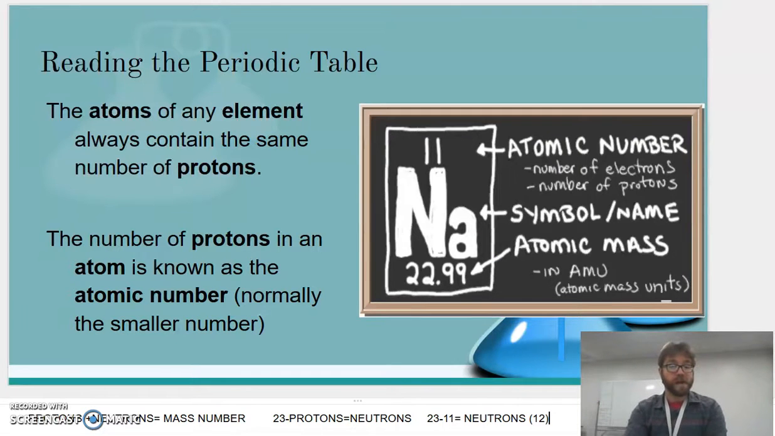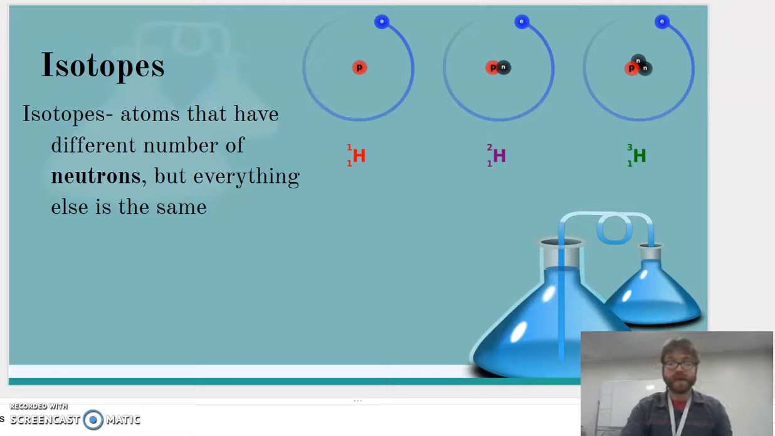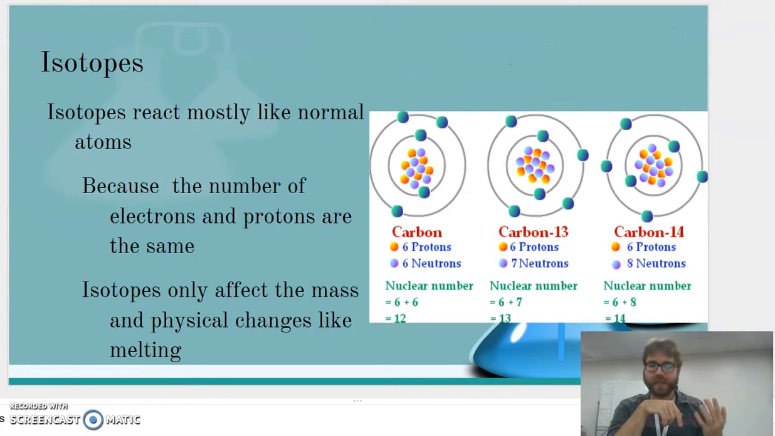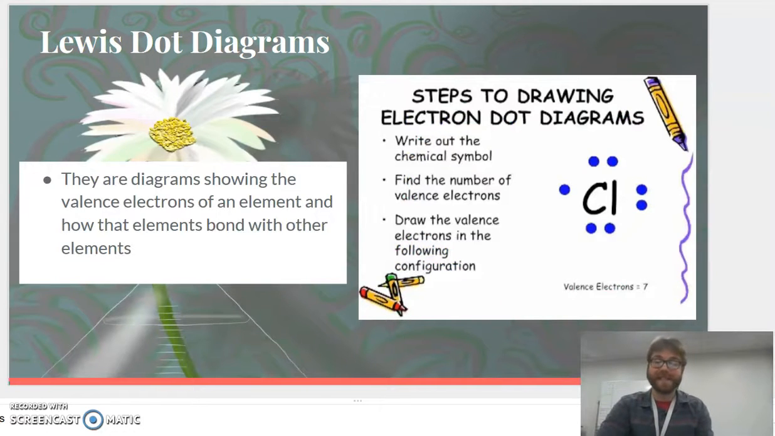All right. Other important things we need to know. We need to know isotopes. Isotopes are atoms that have different numbers of neutrons. Now the atoms themselves are the same. The only thing we're changing is the number of neutrons. And by changing the neutrons, that changes how much they weigh. The atoms still react the same for the most part, but it's going to change how much they weigh because we're adding more things to the center. We're adding more neutrons.